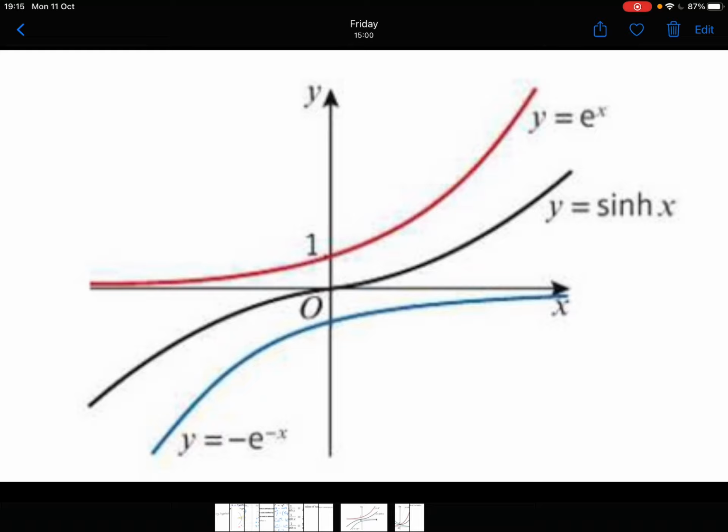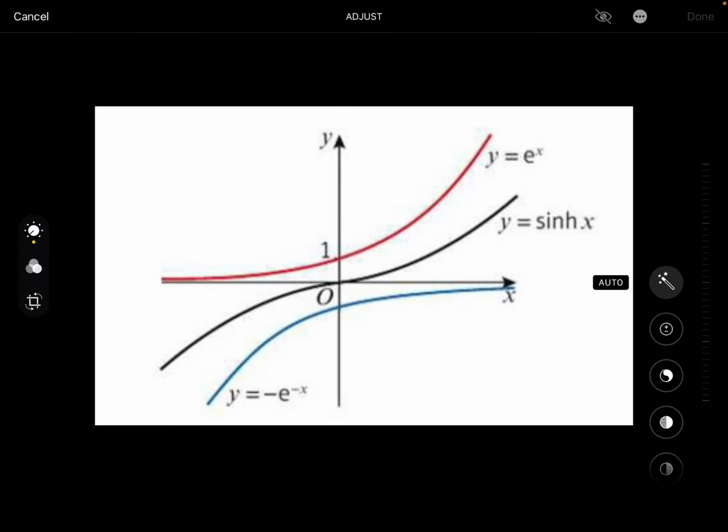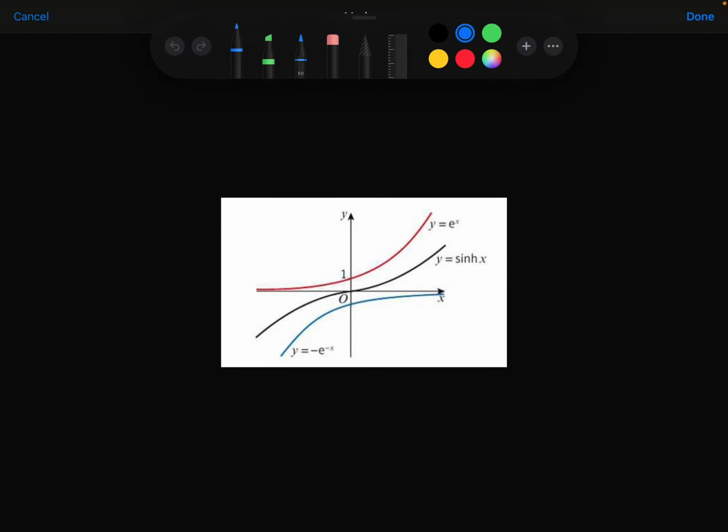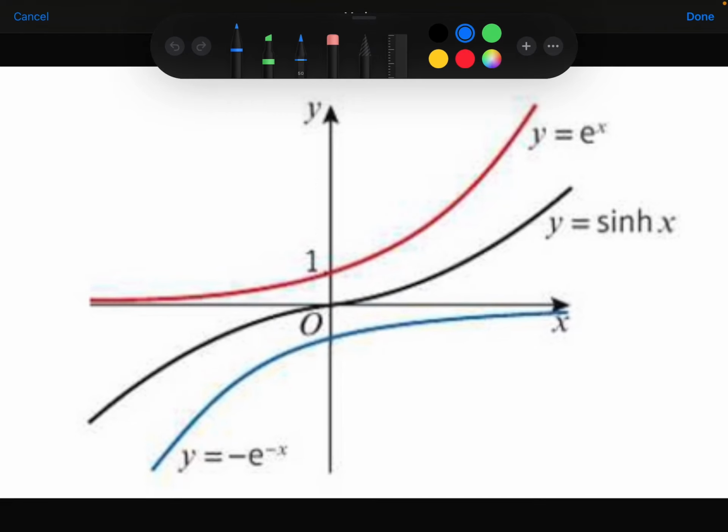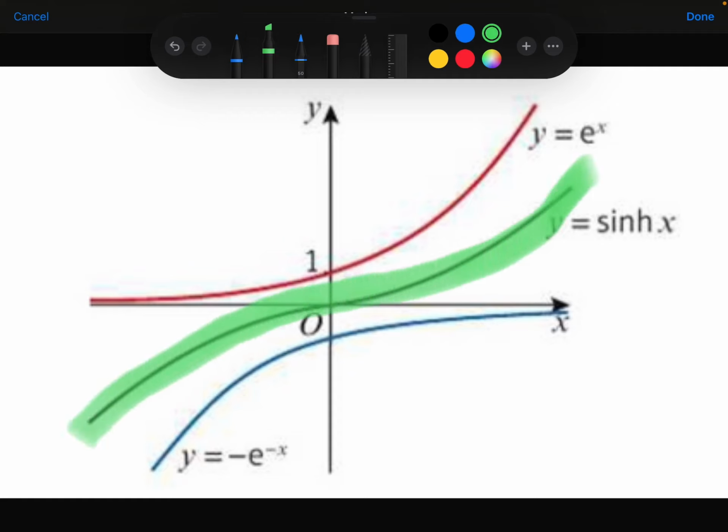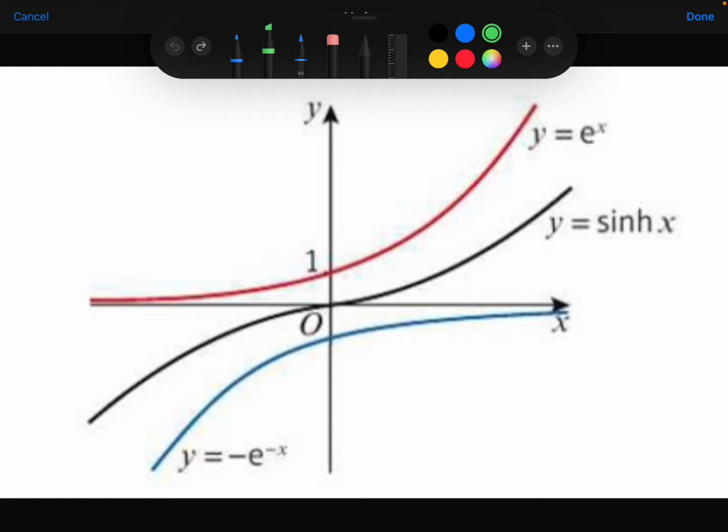Right, let's now look at the graphs, just to finish this video off. So we're going to look at the graphs of sinh, cosh and tanh and see what they each look like. So sinh, first of all, this is the graph of sinh. I'm just going to show you how we know that's the case from the definition. Let's remember that sinh is defined as being e to the x minus e to the minus x over 2.